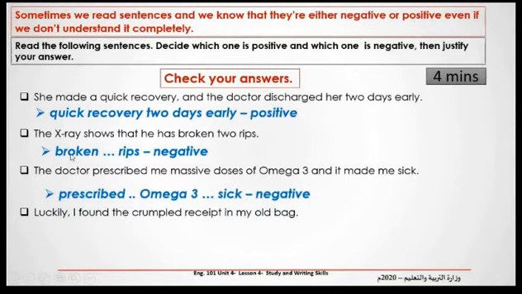Number 3. The doctor prescribed me massive doses of omega-3 and it made me sick. It's a negative sentence because we've got prescribed omega-3 and the word sick. The last one, luckily I found the crumbled receipt in my old bag. It is positive because we started with the word luckily.